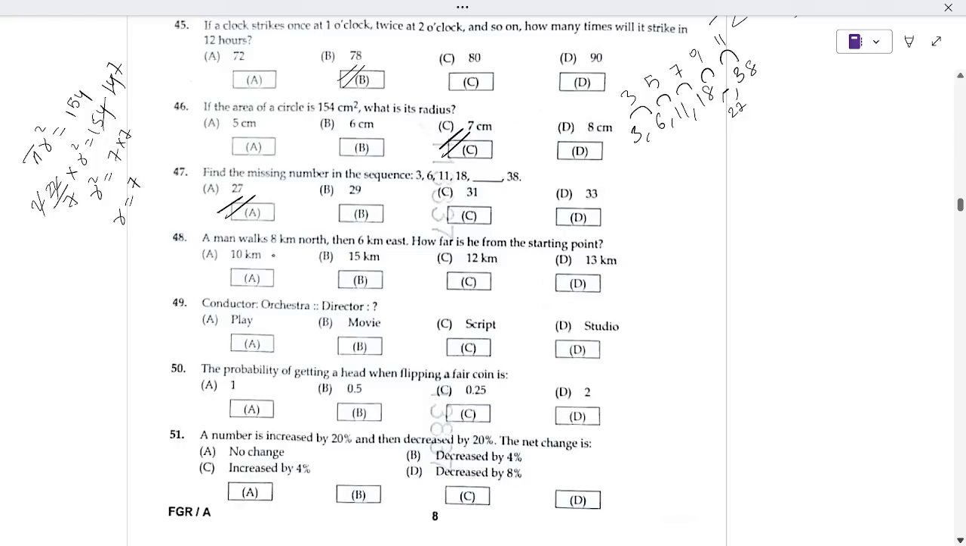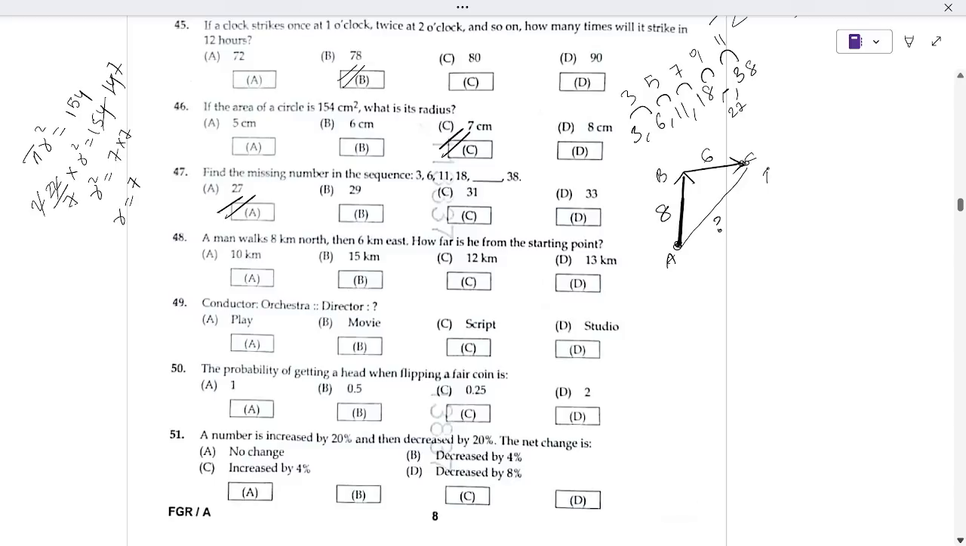A man walks 8 kilometer north and then 6 kilometer east. So this is direction. A man is here, walks 8 kilometer upward, and then 6 kilometer east, that means east is this way. How far is he from the starting point? He starts from here, ends here, how far is it? That means he can take a shortcut. So this gives us a right angle triangle. We can apply Pythagoras theorem. The question mark is the hypotenuse. So let's just name it A, B and C.